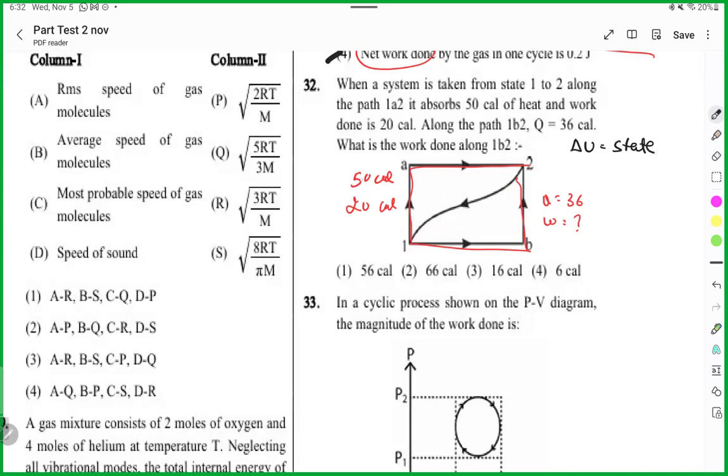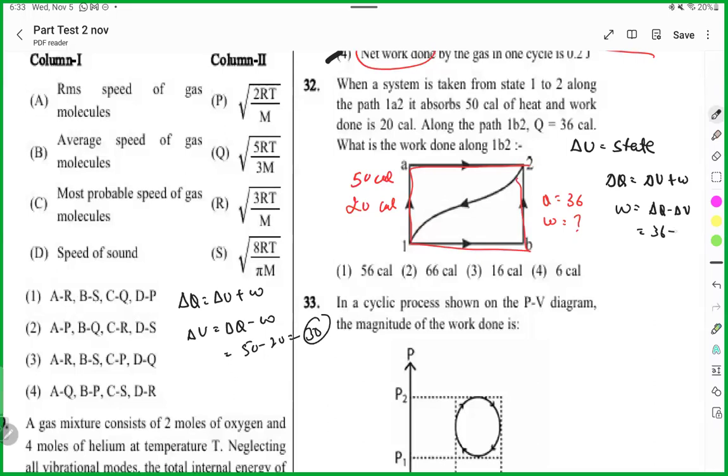So, what is the internal energy in first equation? You know, delta Q is equal to delta U plus work done, right? So, what is internal energy value? Delta Q minus work done. Delta Q 50 minus 20. 30 is the delta U value. Second situation, delta Q is equal to delta U plus work done. You have to calculate work done. Delta Q minus delta U. Delta Q 36, U 30. Answer will be 6. 36 तो सर क्वेश्चन में भी दे दिया था.